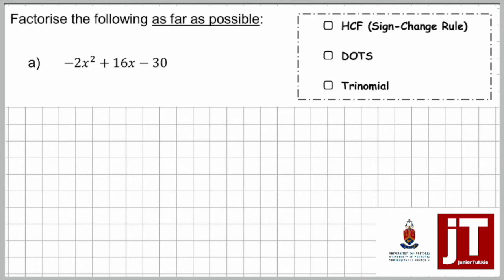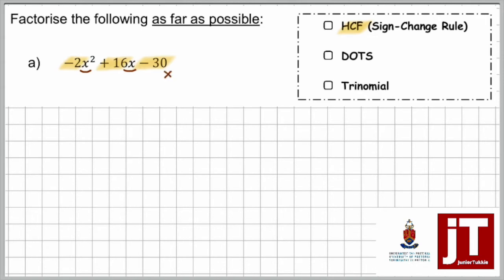Question A requires us to factorize negative 2x squared plus 16x minus 30. We always start off by looking for a highest common factor. So let's look at the coefficients and the constant. Is there a highest common factor amongst these numbers? Yes, there is. Each of these numbers is divisible by 2. Now you may see that the first and second term contain x, but the third term is a constant. Therefore, x is not common and is not part of the highest common factor.